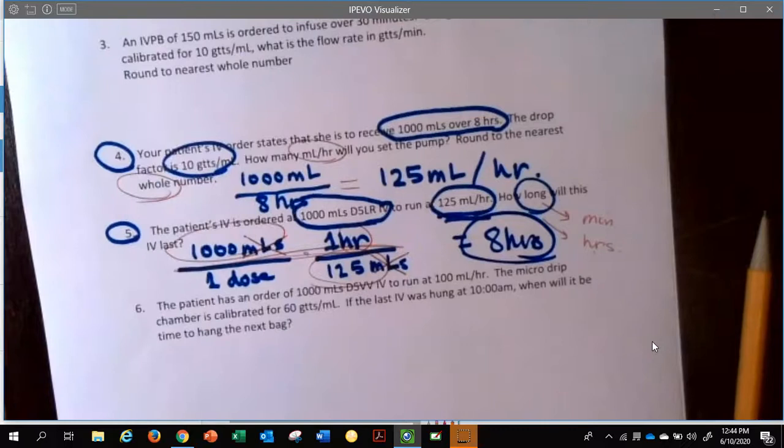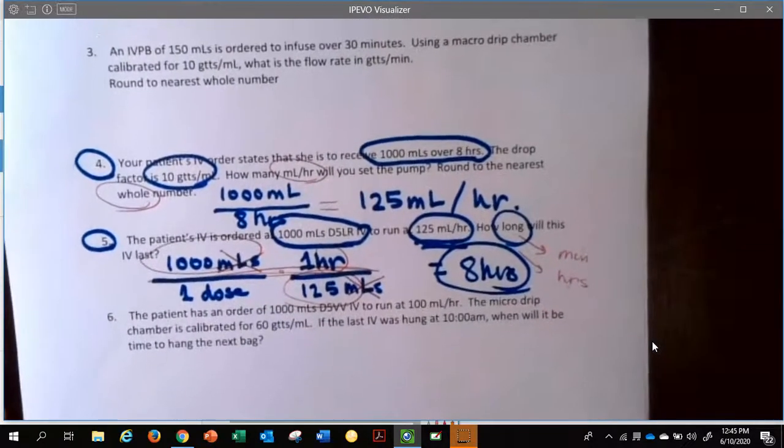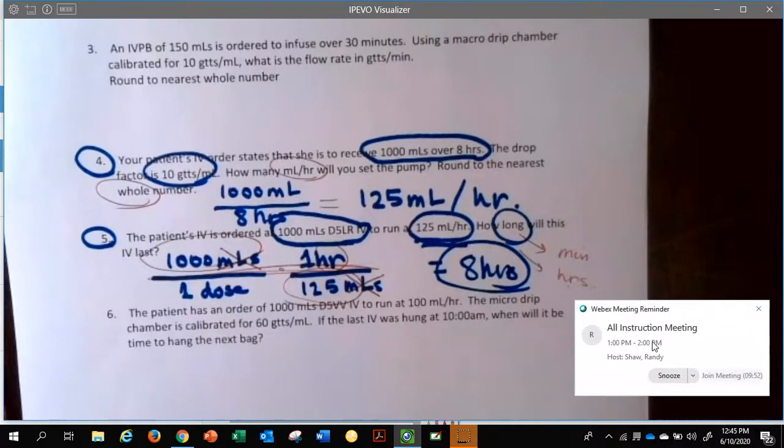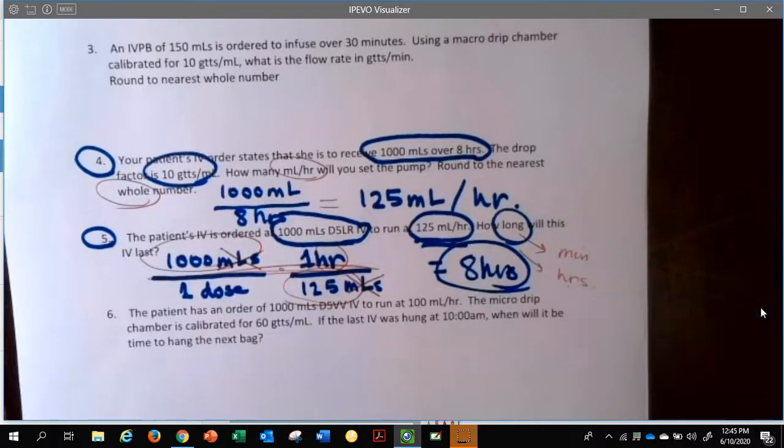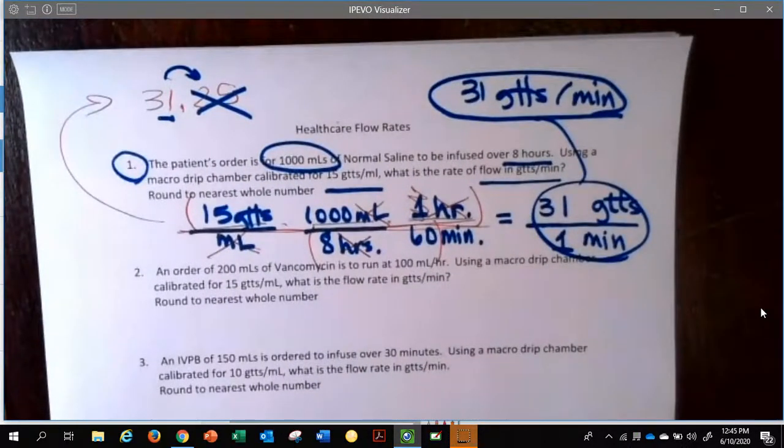Again, I would encourage you to stop the recording, go back and look at this one, make sure you've got good notes and that you understand the pieces and parts. And then I would redo this problem from start to finish all by myself. This concludes the lesson on healthcare flow rates.